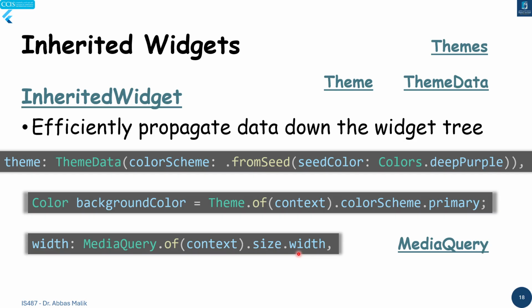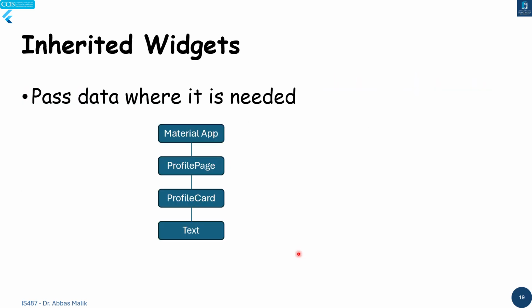Now, the benefit of the inherited widget is that if we have the material application and, inside it, the user name, we can directly access that username inside the text widget rather than passing it through every constructor inside that hierarchy. So we can pass data directly wherever it is needed, and that is the use of the inherited widget.